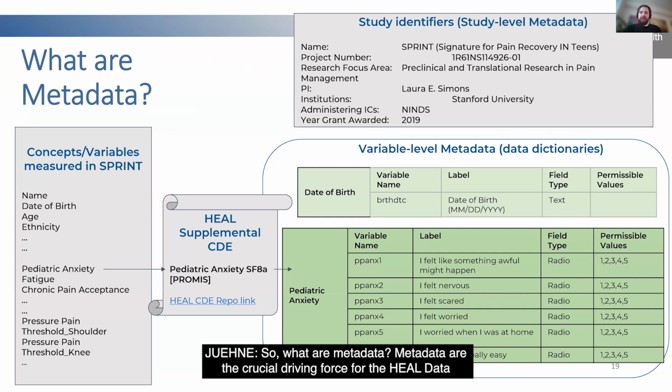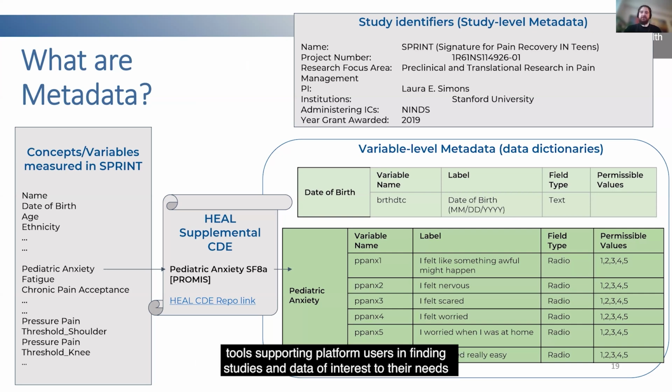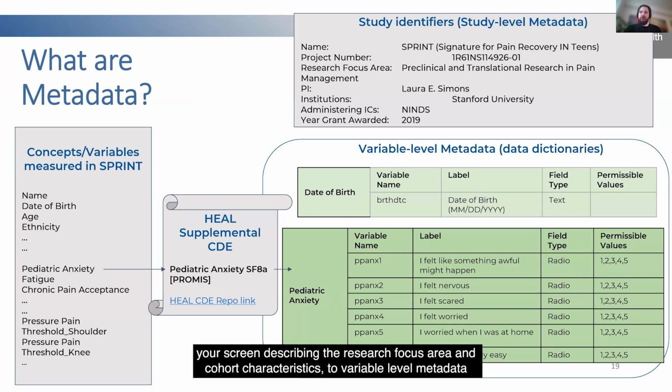So, what is metadata? Metadata is the crucial driving force for the HEAL data ecosystem. The HEAL platform leverages multiple levels of metadata to power search and discovery tools, supporting platform users in finding studies and data of interest to their needs, as well as harmonizing and analyzing data. This slide demonstrates the levels of metadata and how they are hierarchically related, from higher level study level metadata at the top right of your screen describing the research focus area and cohort characteristics, to variable level metadata moving from the left to right on your screen, describing individual study data elements.